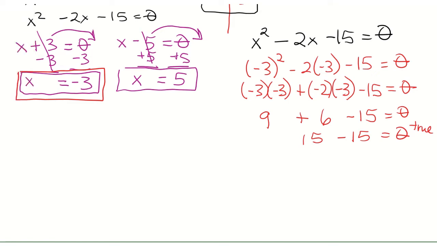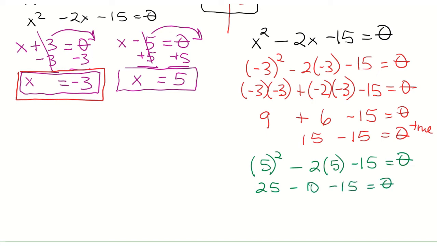Now let's try x equals 5. We're going to do the same thing. I'm going to take that 5, put it into my x squared minus 2x minus 15, replacing the x with a 5, and set it equal to 0. 5 times 5 is 25, minus 2 times 5, which is 10, minus 15 equals 0. Once again, I've got 25 minus 25, which is going to give me 0 equals 0. So this is also a true statement.